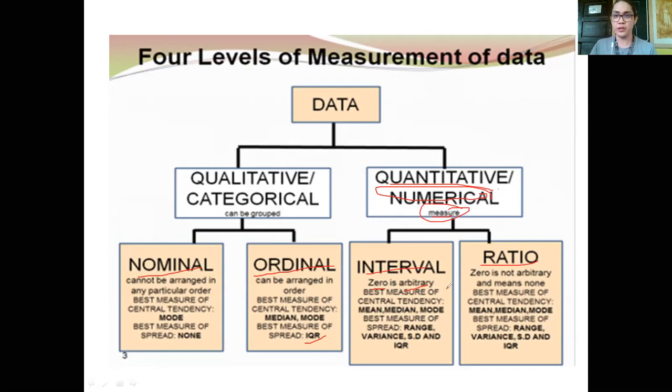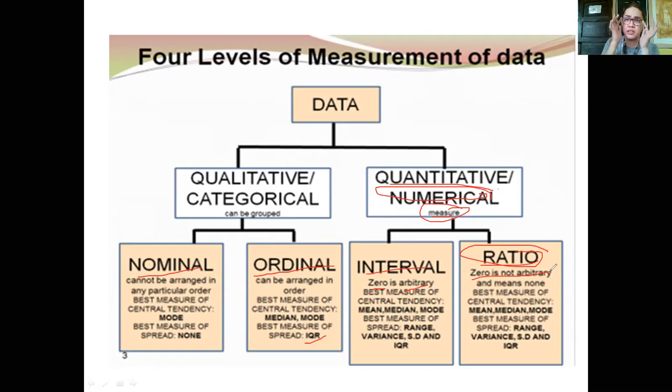And of course, for the ratio, zero is not arbitrary and means none. So again, under ratio, zero is not arbitrary and means none. So zero is recognized under the ratio. The best measure of central tendency here, we still have the mean, median, and mode since it's under quantitative data. And for the best measure of spread, we have the range, variance, standard deviation, and IQR.